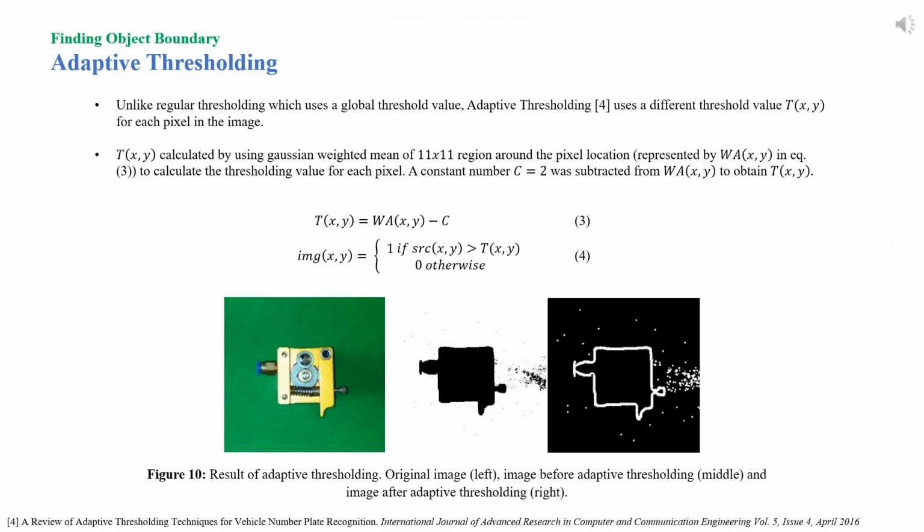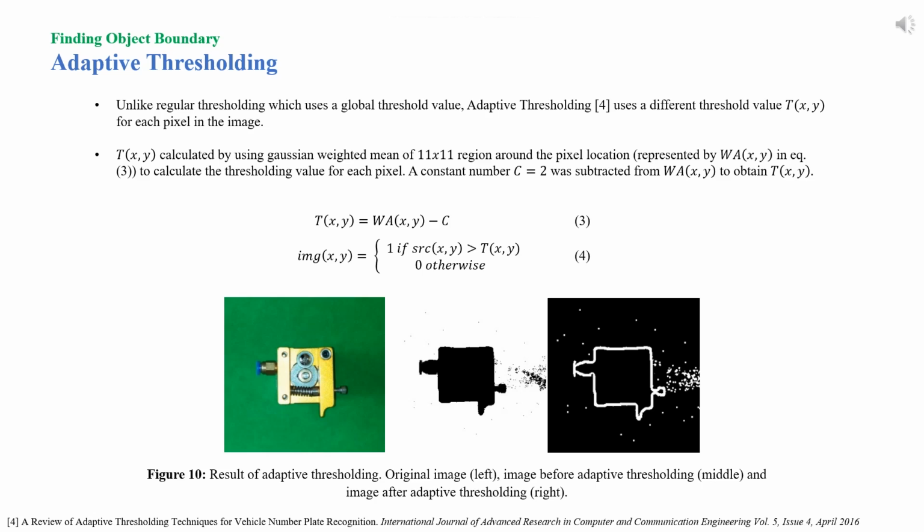Unlike regular thresholding, which uses a global threshold value, adaptive thresholding uses a different threshold value for each pixel in the image. This threshold value can be calculated in multiple ways. The method utilizes the Gaussian weighted mean of the 11 by 11 region around the pixel location to calculate the thresholding value for each pixel. A constant c equals 2 was subtracted from the weighted mean to obtain the threshold value.